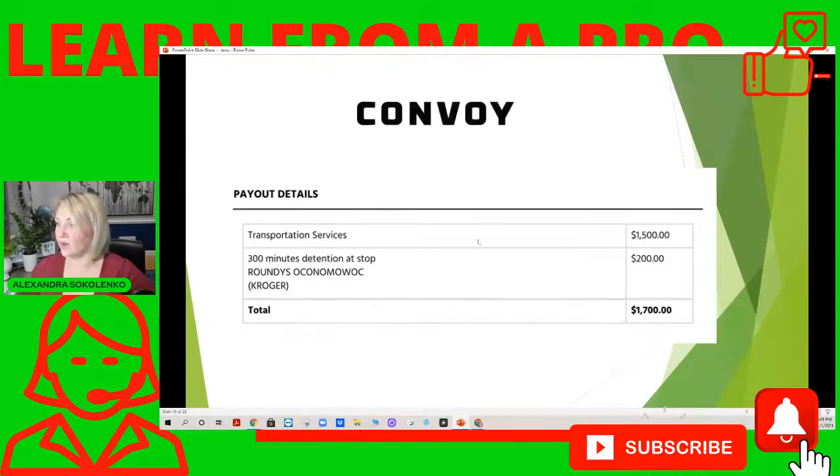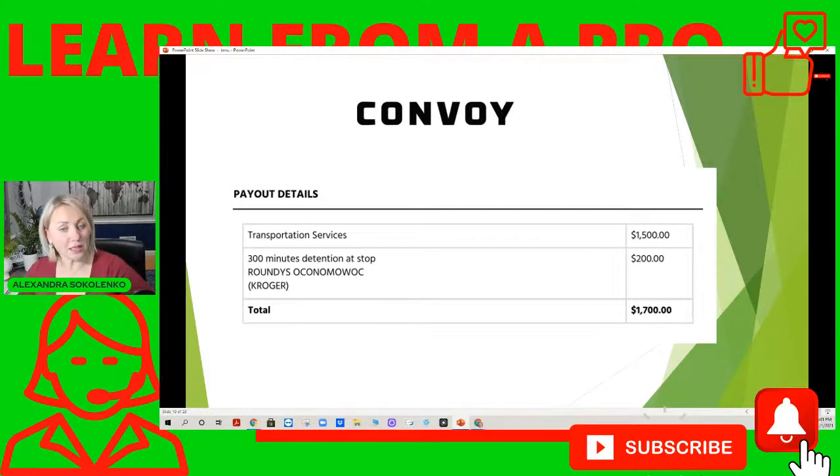Look, another driver of mine. So Convoy. See how they specify? They added $200 for 300 minutes of detention at Kroger. So the rate confirmation was $1,500. They are adding $200 because they go by 60 minutes. So they pay a certain amount.